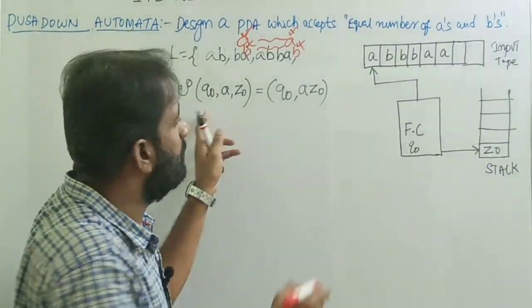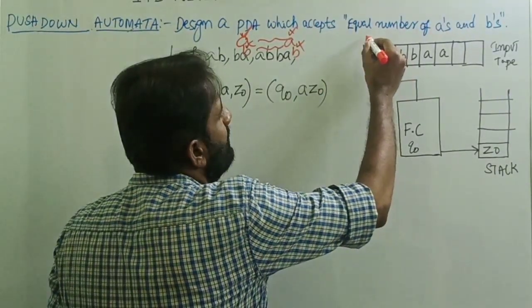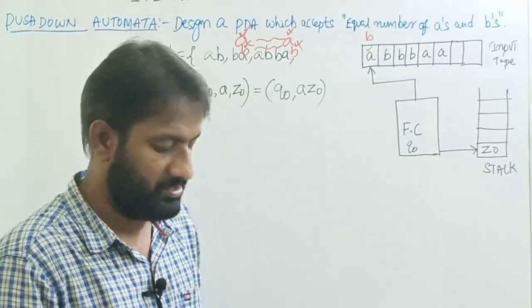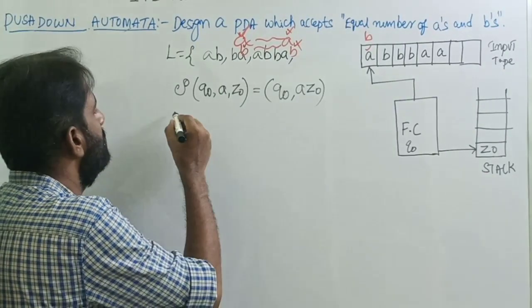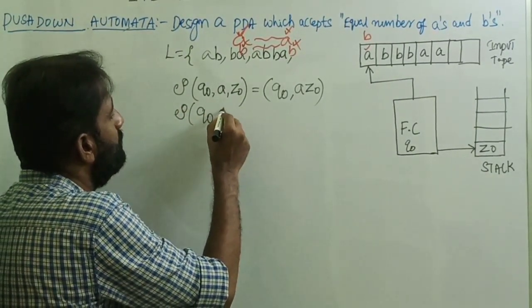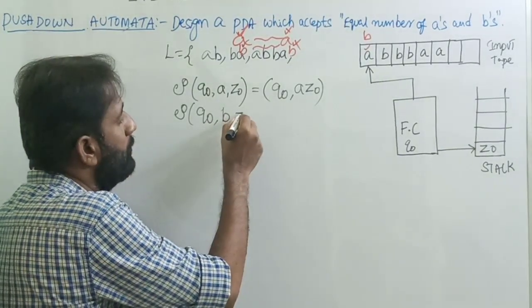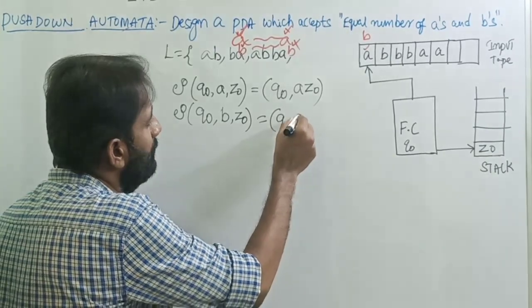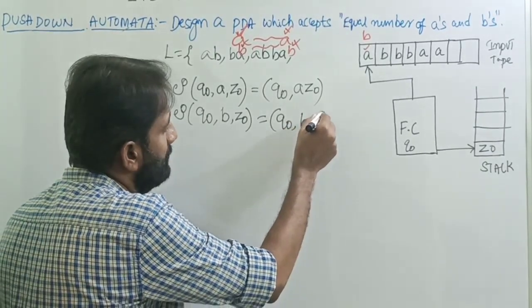This transition is suitable if the string starts with A. What happens if the string starts with B? In that case also we add B onto the stack. So write that transition also: Q0, input symbol B and top of the stack Z0 equals Q0 B Z0.